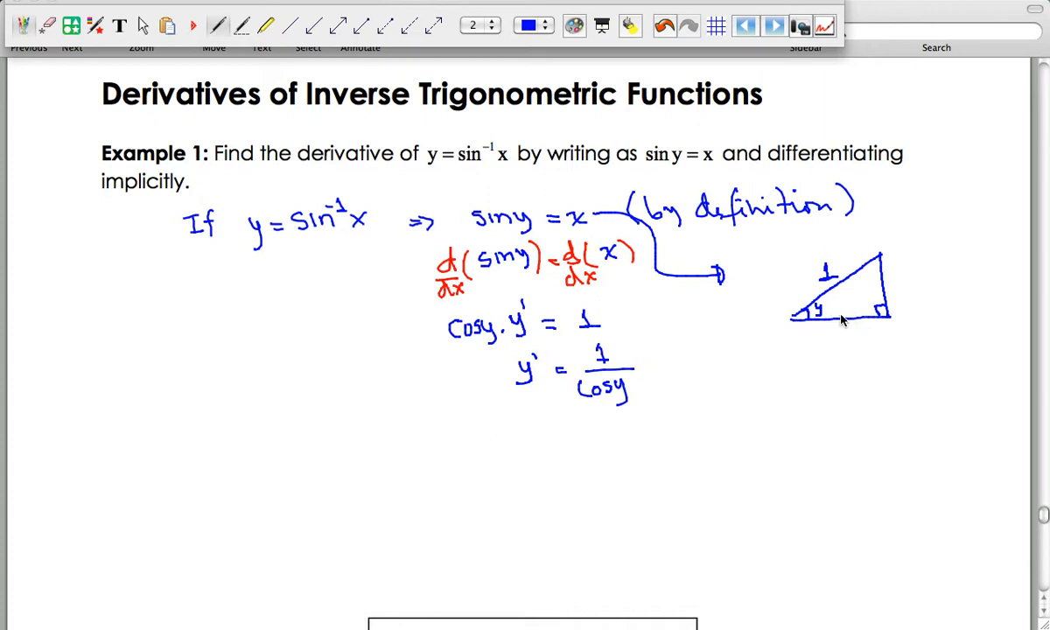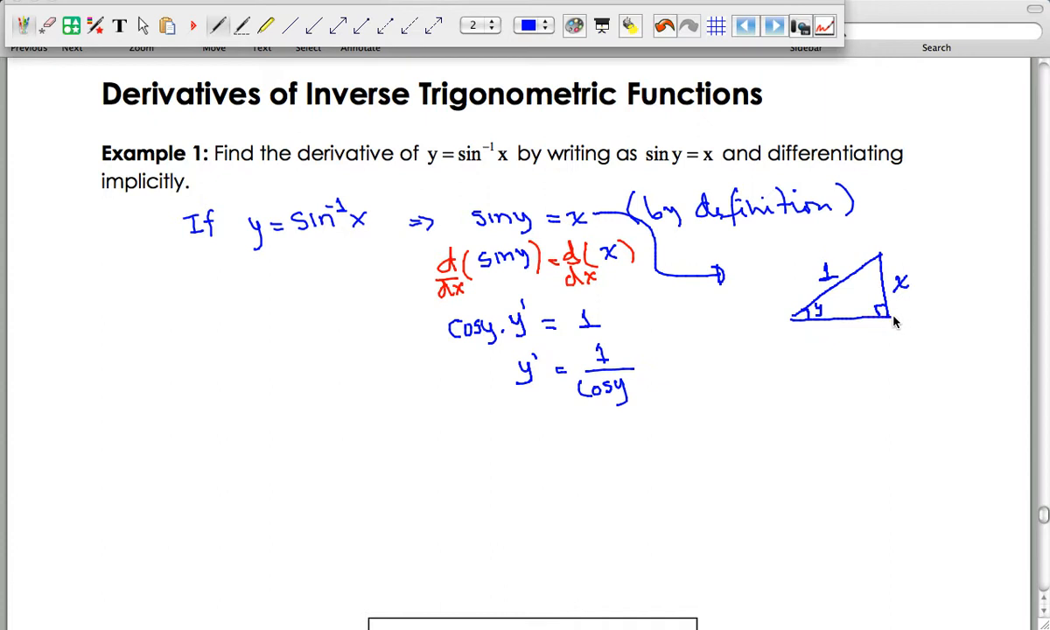So sine of y would be opposite length over hypotenuse. But if hypotenuse is 1, it's simply opposite length. Oh, but what we know is the sine of y is x. So this opposite length would be x. And if we complete this triangle using Pythagoras, we know that 1 squared would equal x squared plus this length.